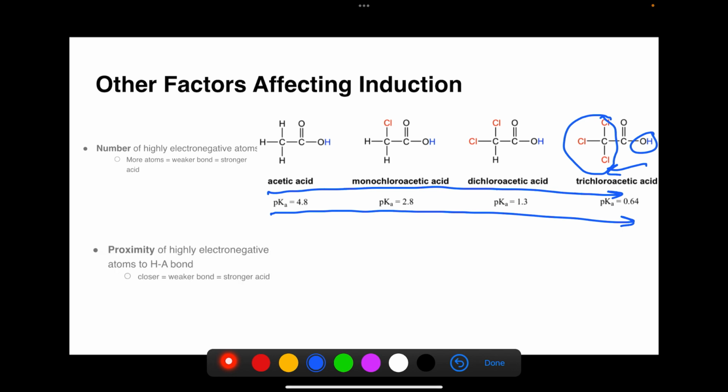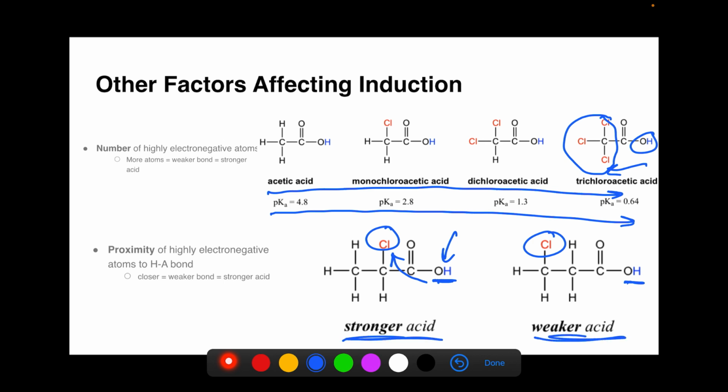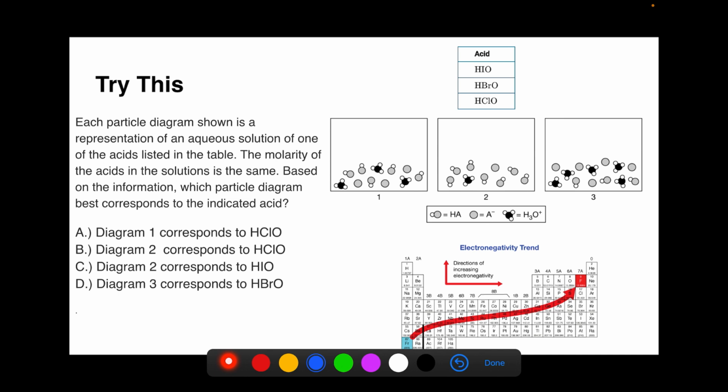Proximity of the highly electronegative atom also matters. Compare these two molecules. Here, the chlorine is closer to the HX bond than it is in this molecule. Therefore, the induction effect is stronger in this case, where chlorine is able to pull those electrons towards itself and better weaken the HX bond, than it is when the chlorine is further away, making this the stronger acid and this the weaker acid. Here's an example for you to try on your own.